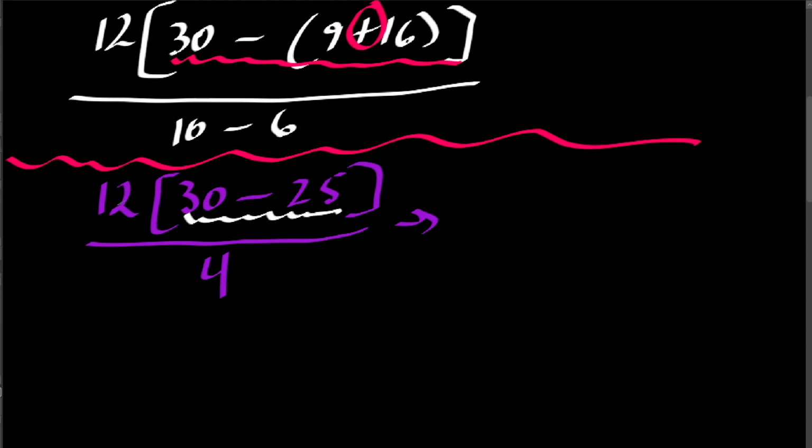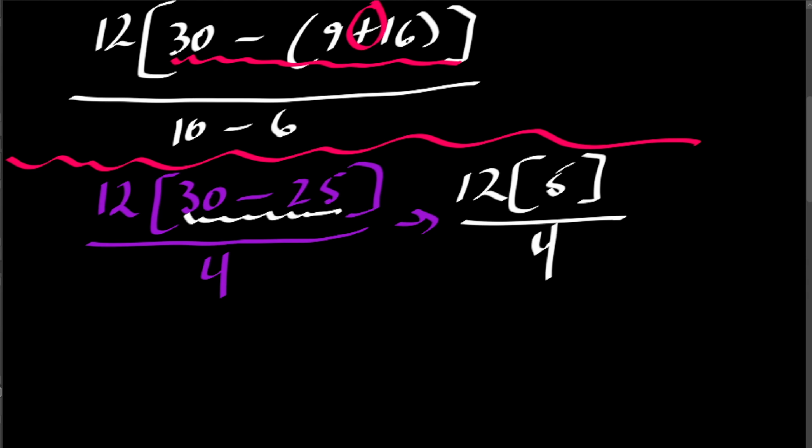Okay, so then we'll worry about the 12. Now, we'll bring 12 over. 30 minus 25 is going to be 5. So we basically have 12 times 5 over 4, which is just by itself, so it's over 4. All right, so now let me rewrite that just so we can be on the same page. So 12, we have our bracket still, 5 all over 4.